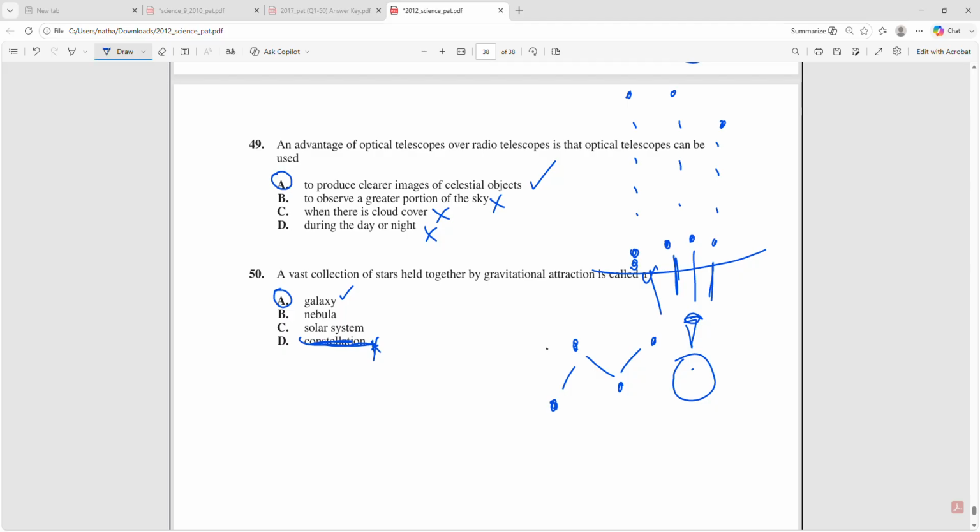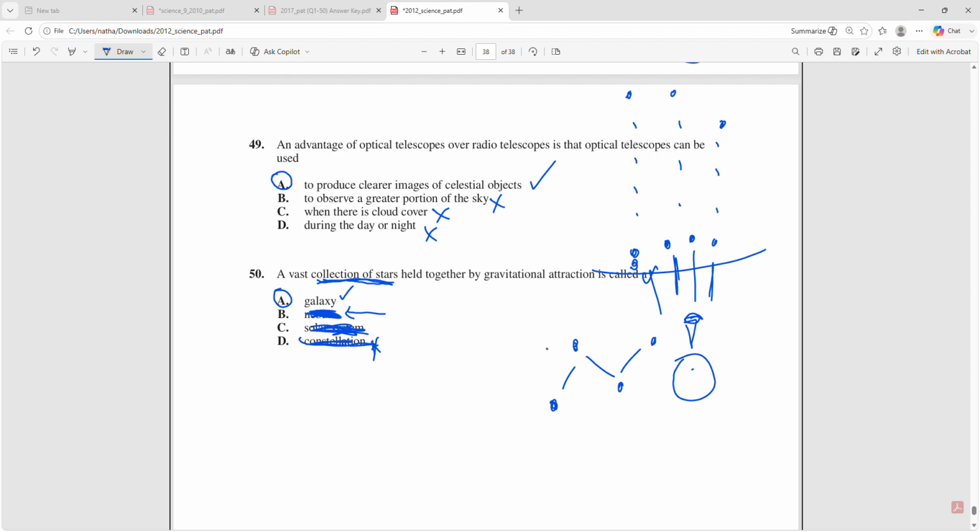Now the solar system is not a collection of stars. There are planets, and they are held together by the gravity of the sun, but that's not a collection of stars. And a nebula, well, that's just before a galaxy forms. It's cosmic dust and stuff. It is held together by gravity, but there's not even a star being formed yet. Remember, the nebulas are the birthplaces of stars.